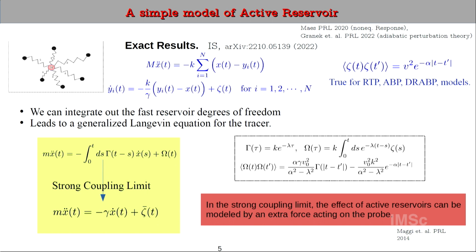Because of the linearity of these equations, you can integrate out the degrees of freedom of the bath, which is y, and then you can write down an effective equation of motion for the red particle, which is the tracer. It turns out that the equation for the red particle is a generalized Langevin equation, where this is the memory kernel and this is the effective noise that is experienced by the red particle, which have these following forms. And if I take the strong coupling limit of this, so that this coupling strength is much larger than the other parameters, then basically it reduces to a normal Langevin equation with constant dissipation and an effective noise.